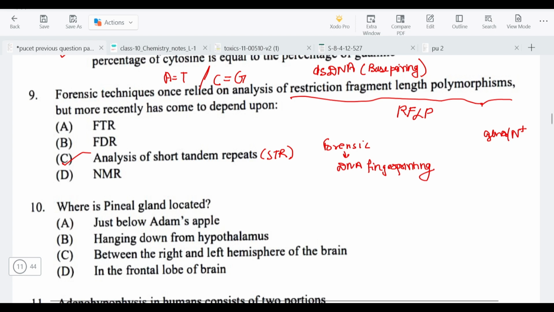Next question: where is the pineal gland located? Adam's apple? No. Hanging down from hypothalamus? Could be. Between right and left hemisphere of the brain? In the frontal lobe of the brain? No. So the correct answer is between the right and left hemisphere of the brain. It is deep inside the brain between these two hemispheres, right?